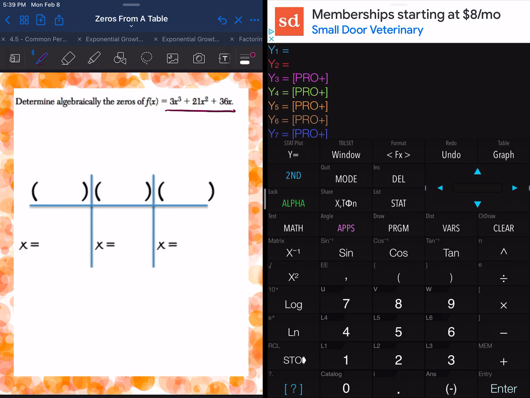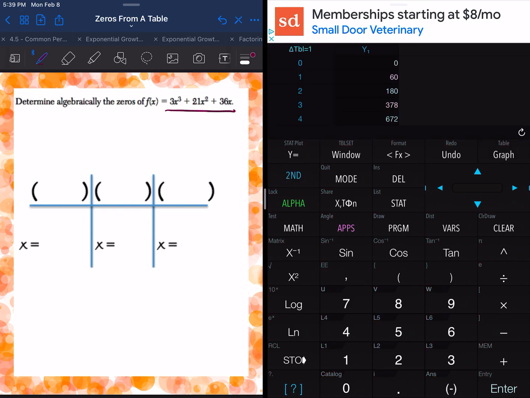Okay, to find the zeros, you type in 3x to the third. Hopefully you remembered that you have to push the right arrow to go back down, plus 21x squared plus 36x. Hit second graph. One of my zeros is 0. Let's look for some more. Another one is negative 3. Another one is negative 4.